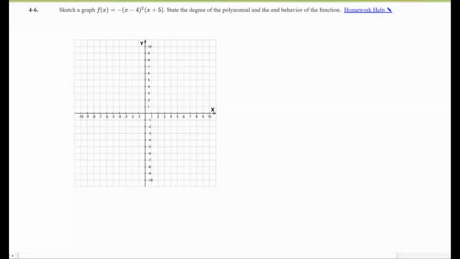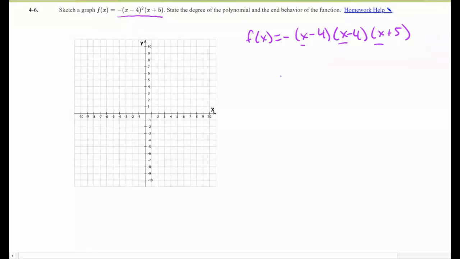You're asked to sketch the graph f of x and state the degree of the polynomial and end behavior. So degree I can actually look at right away. It's maybe easier for some people if you expand any exponents. So in this case, I have x minus 4 squared. So I can see that the degree is actually going to be a third degree polynomial.